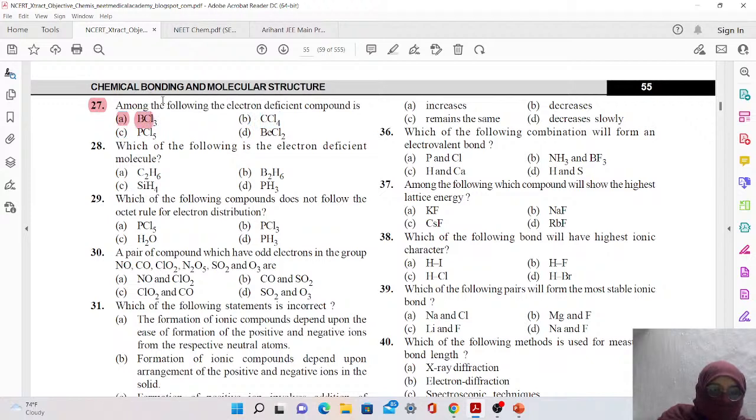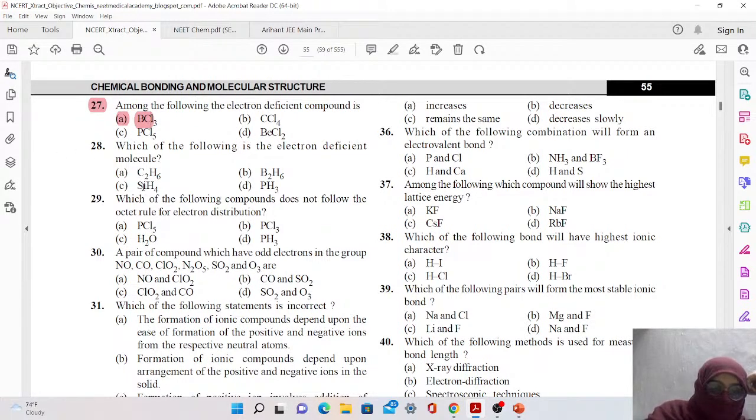Boron belongs to group 13, right? CCl4, no, group 14. PCl5, group 15. D is beryllium. Beryllium has 2 electrons in the outermost shell. It's almost a stable kind of molecule compared to boron. That means A is the right answer, which is BCl3. Please remember, group 13 elements are known as Lewis acids. They are electron pair acceptors. They are electron deficient molecules.